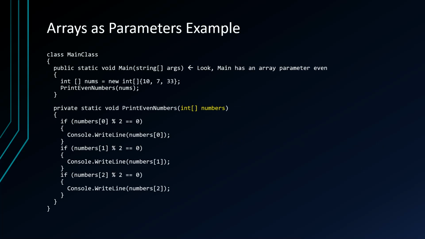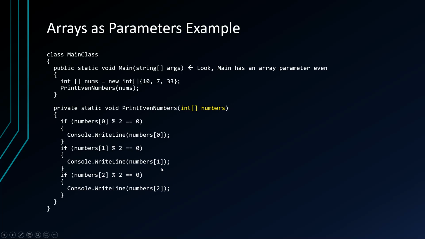So let's take a quick example of this. In this small program, I've created a subprogram called print even numbers. It takes an array of integers and it goes through each one of those integers. There are 3 integers in here. And it says if you're divisible by 2, which means you're an even number, it's going to display that number on the screen. So if numbers at 0 mod 2, which means the remainder, is equal to 0, it means it evenly divides by 2, then display numbers at 0. And then it does the same thing for numbers at 1 and numbers at 2. Okay, so that's all that subprogram does.